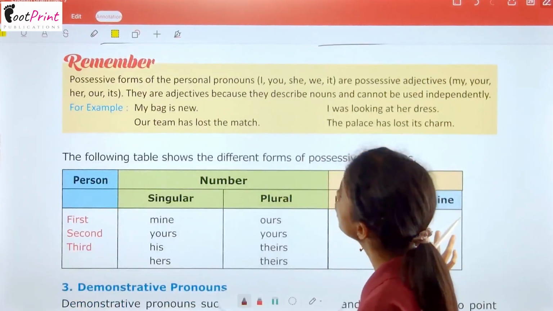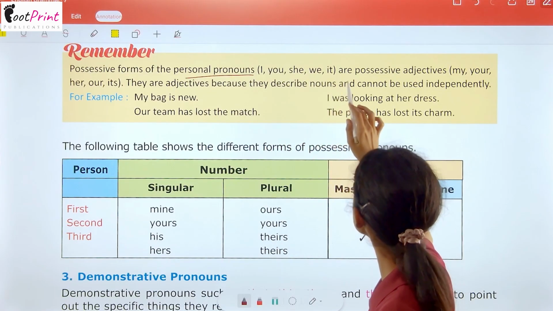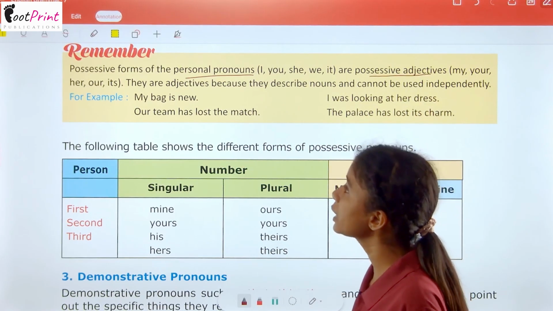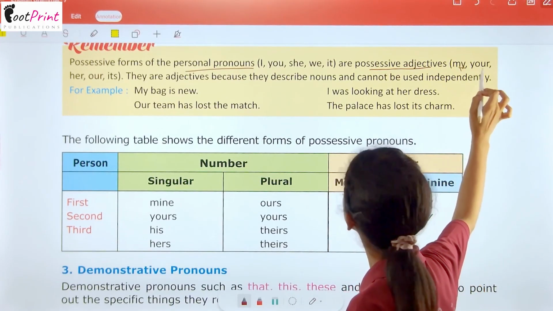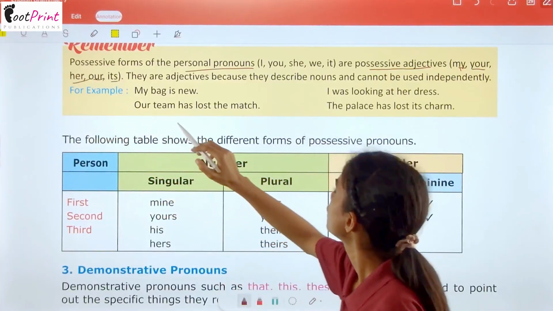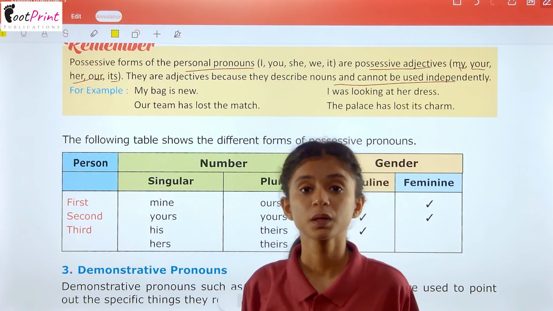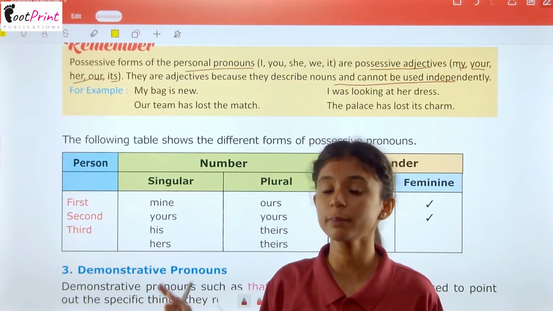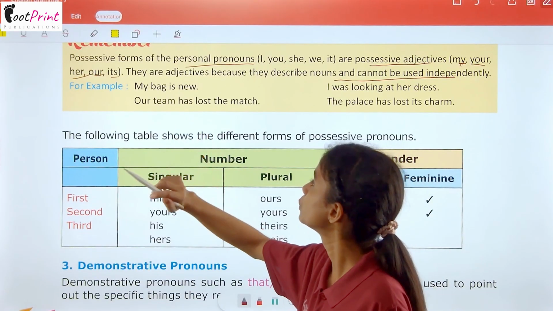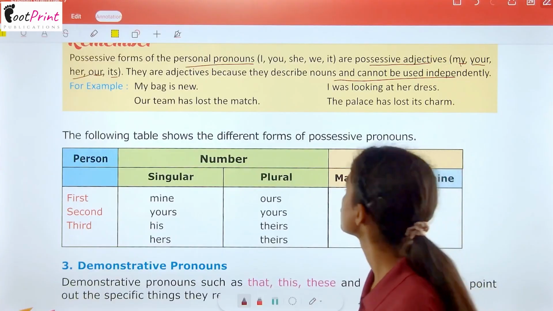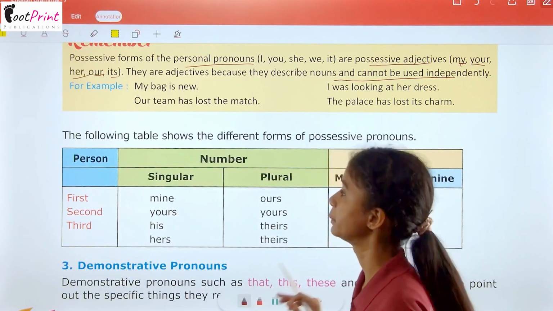Okay, now we have to remember that the possessive forms of the personal pronouns I, you, she, we, it are possessive adjectives. My, your, her, our, its. They are adjectives because they describe nouns and cannot be used independently. That's why they are adjectives. For example, my bag is new. Our team has lost the match. I was looking at her dress. The palace has lost its charm.